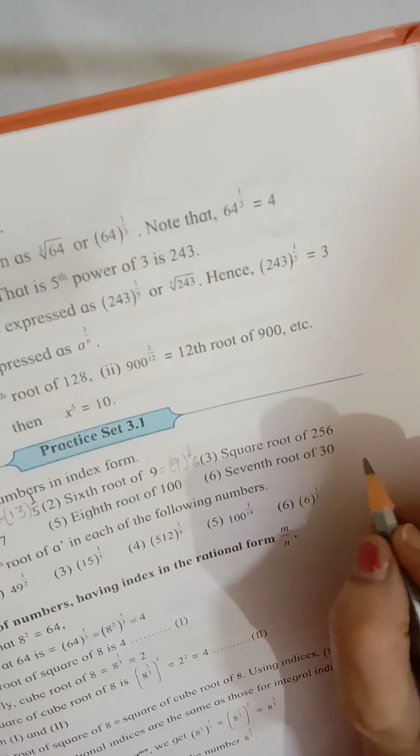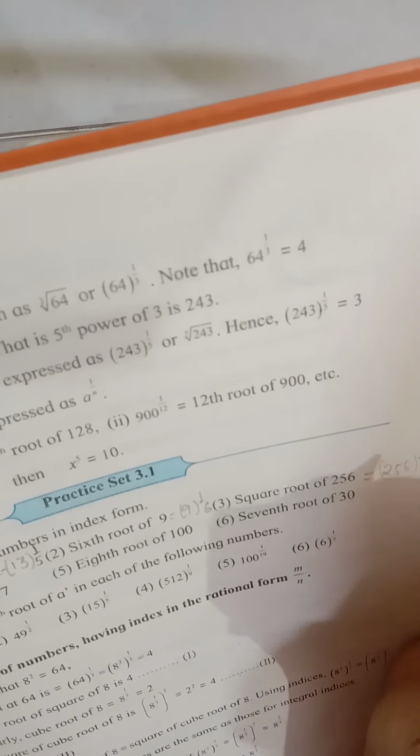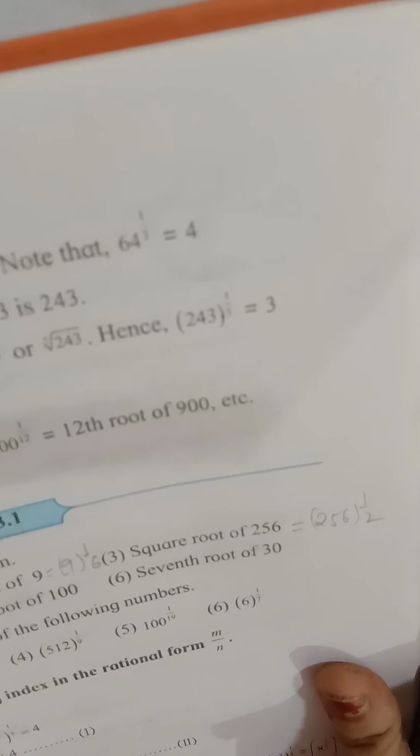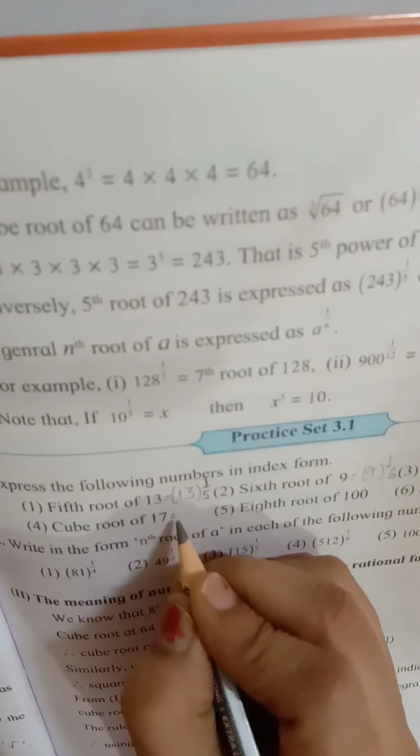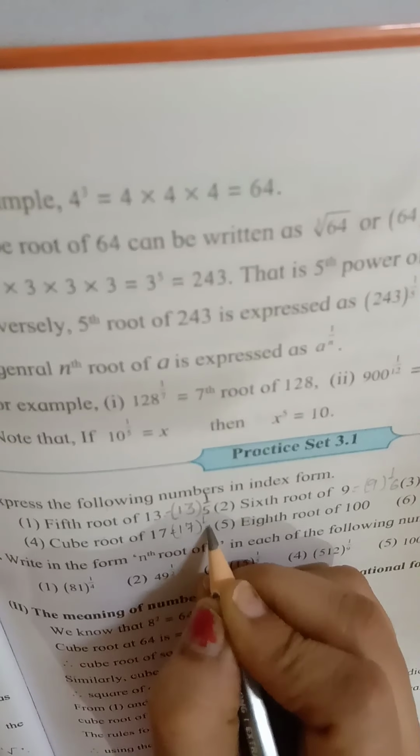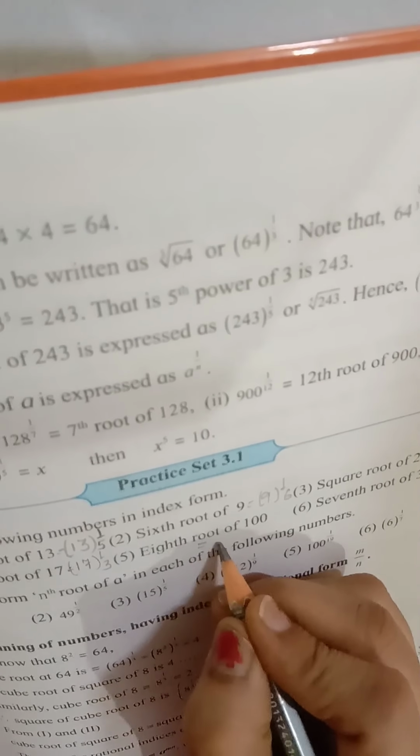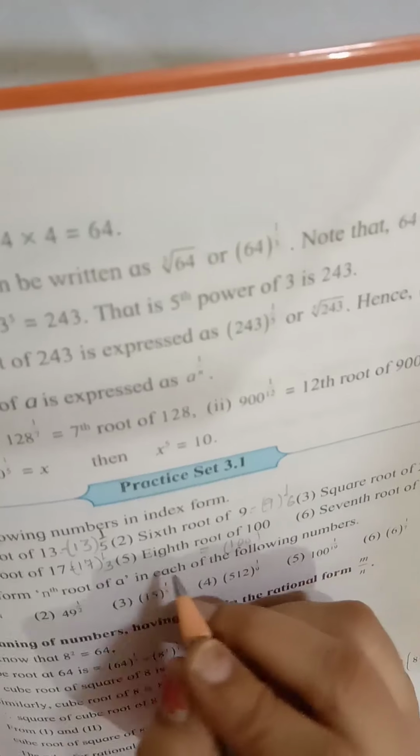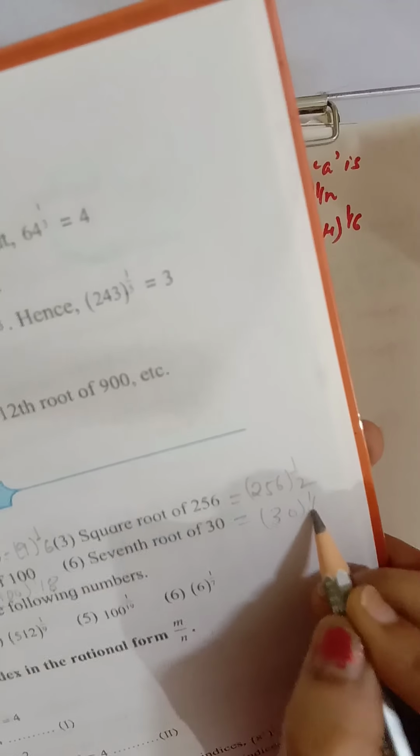Now the square root of 256, children. This will be 256 raised to half. Square root means 1 upon 2. So the square root of 256 is 256 raised to 1 upon 2. Now coming to the fourth question, the cube root of 17. This will be equal to 17 raised to 1 upon 3. The 8th root of 100 is equal to 100 raised to 1 upon 8. And the last one is the 7th root of 30, which will be equal to 30 raised to 1 upon 7.